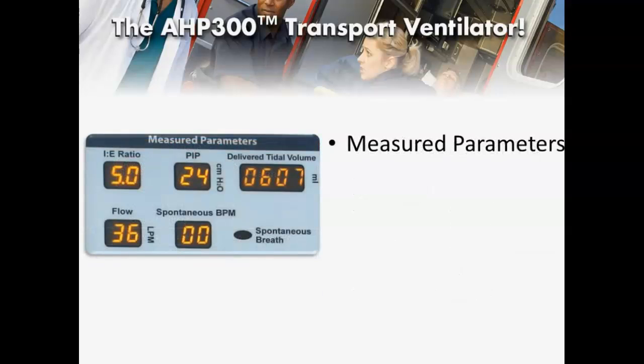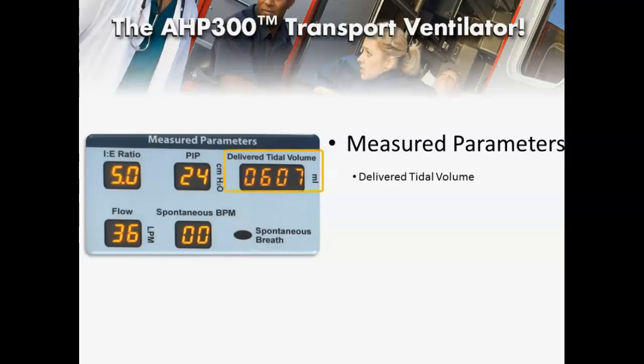Above the ventilator alarms panel is the measured parameters panel. This panel provides crucial feedback regarding the set ventilation parameters. The user will refer to this panel and the alarms panel frequently when providing mechanical ventilation. In this panel are the following fields.